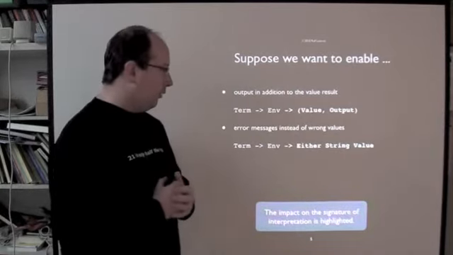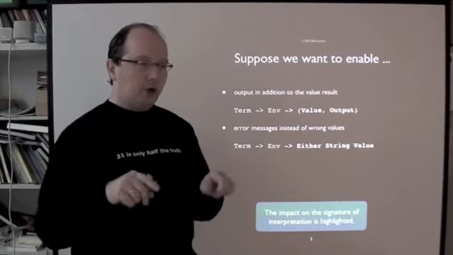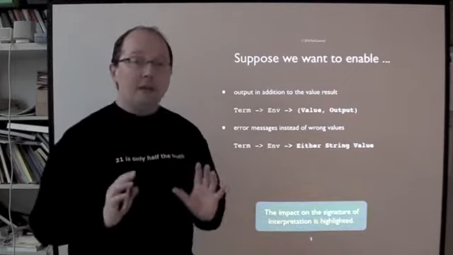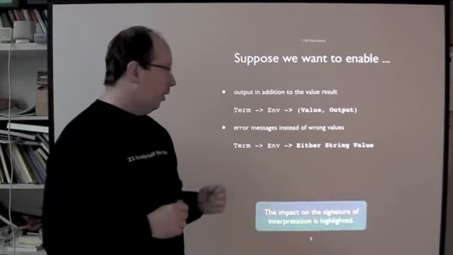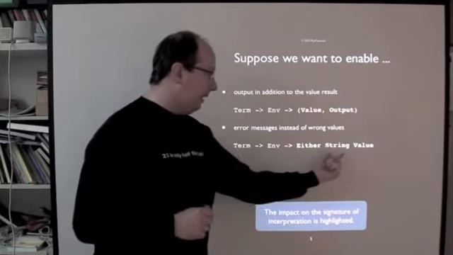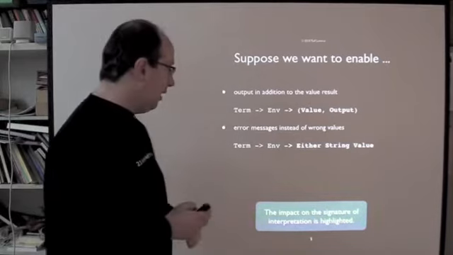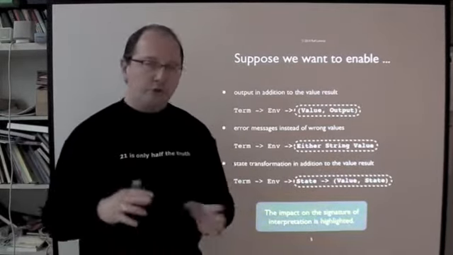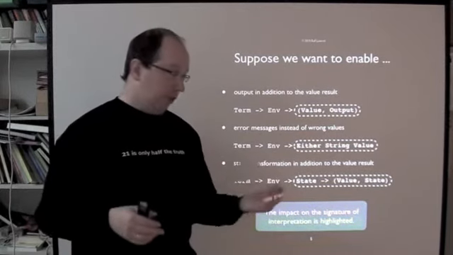Or another scenario, suppose you want to produce proper error messages. Currently we have this case wrong in the value domain, so at least we can signal some problems. But if you want to return proper error messages, you might need something like this. So you either return a string or a value, the string being the error message. And here's yet another scenario. Suppose you want to deal with some mutable data structure in your program, in your interpreter.